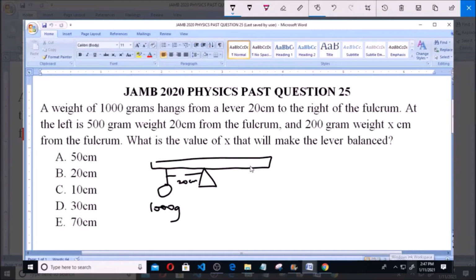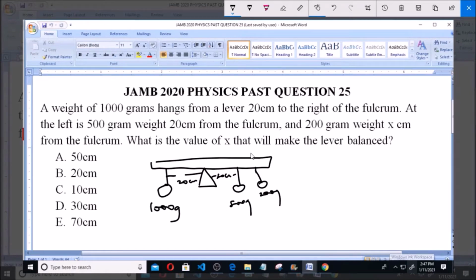Then on the right, let's take this our right now. So on the left now, we have 500 grams, 20 centimeters also. Let's assume this is 500 grams, 20 centimeters also from the fulcrum. And then we have another one which is 200 gram. Let's assume it is here, 200 grams. Now we are asked to calculate what its distance, which is x, from the fulcrum.